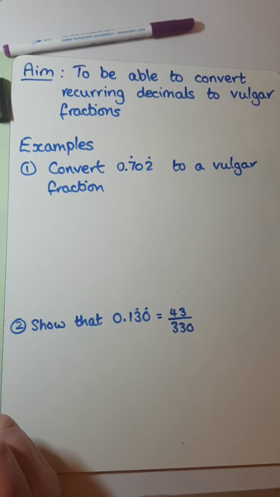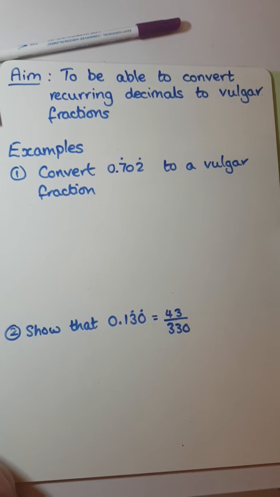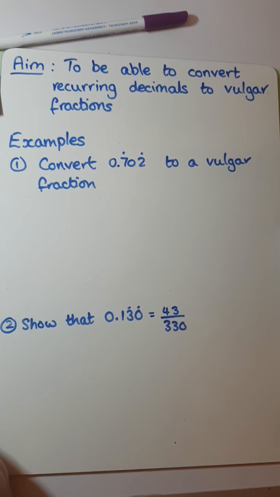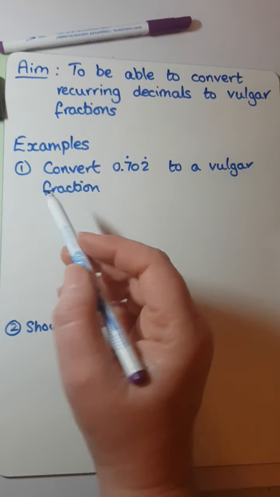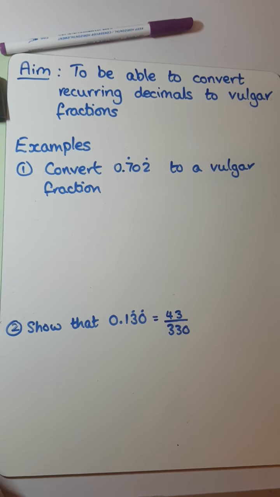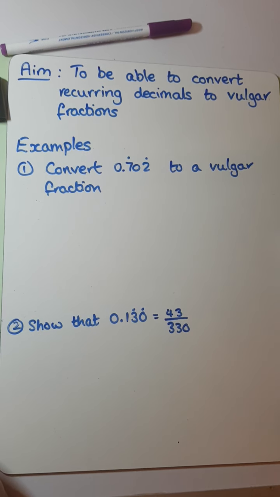I'd like to do two examples of converting recurring decimals to vulgar fractions. A vulgar fraction, remember, just simply means a fraction with a numerator and a denominator. If we look at the first example, it says convert 0.702 recurring to a vulgar fraction.